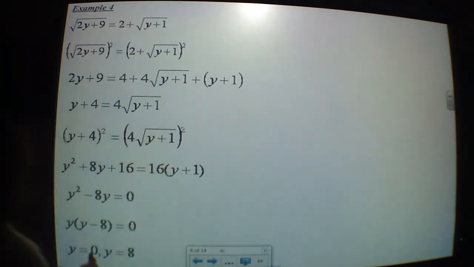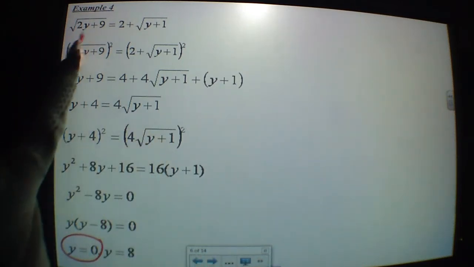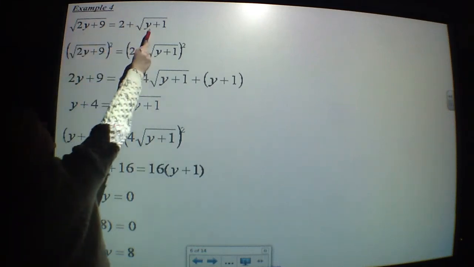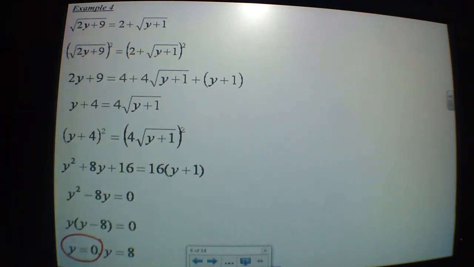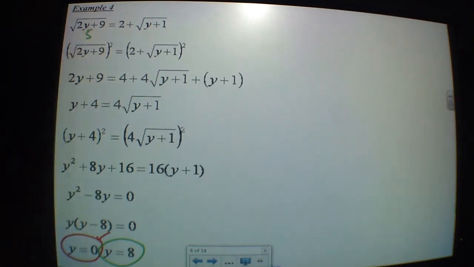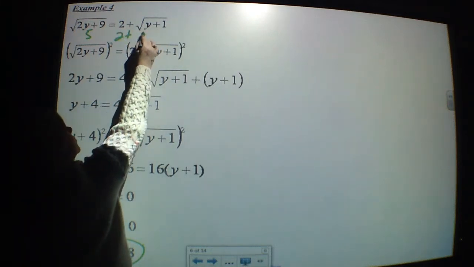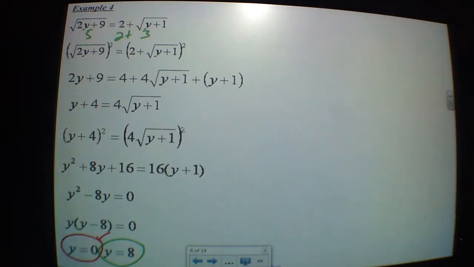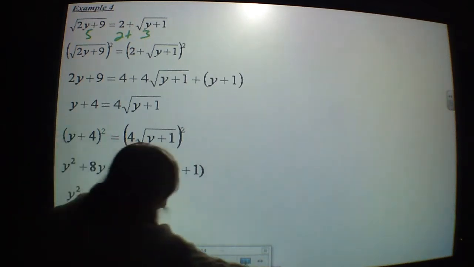So when you plug in 0, square root of 9, does that equal 2 plus the square root of 1? And it does. So this one works. What about this one? When you plug that in there, you have 16 plus 9, which is 25. Square root of 25 is 5. And here you'll have 2 plus 8 plus 1 is 9. Square root of 9 is 3. So 5 is equal to 5. So they both work.